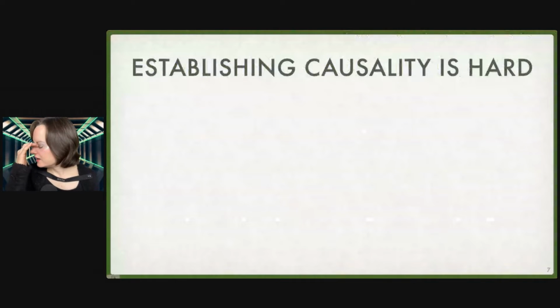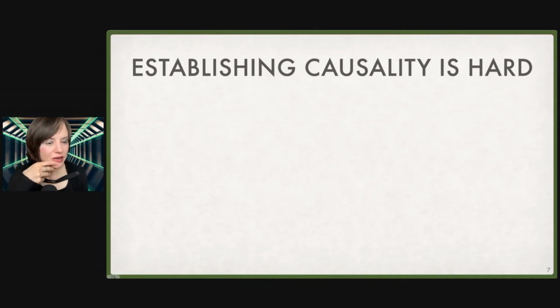Something like divorce rates in Kentucky are associated with high-speed rail crashes in North. It's amazing. All right. So why is establishing causality so hard?